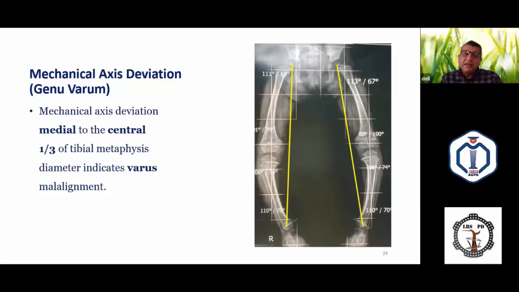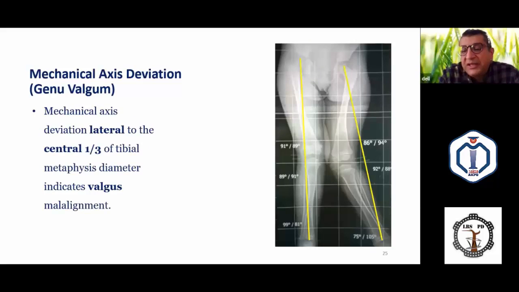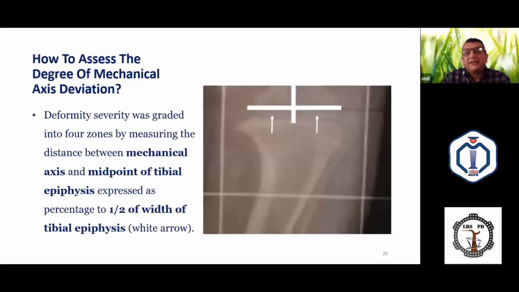So medial deviation of the mechanical axis from the central third is actually a varus malalignment, while lateral to the central third, as we can see here, is a valgus malalignment. And you can see here various degrees of severity of valgus malalignment. One is on the right-hand side, closer to the text. You can see that this is a mild mechanical axis deviation, while on the left-hand side is a severe mechanical axis deviation. Okay, but this is to assess the quality, whether it's a varus or a valgus mechanical axis deviation.